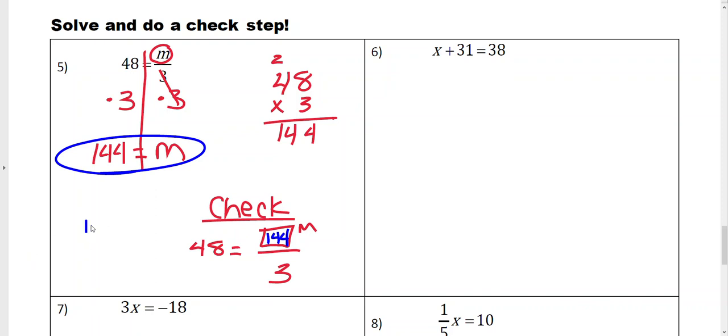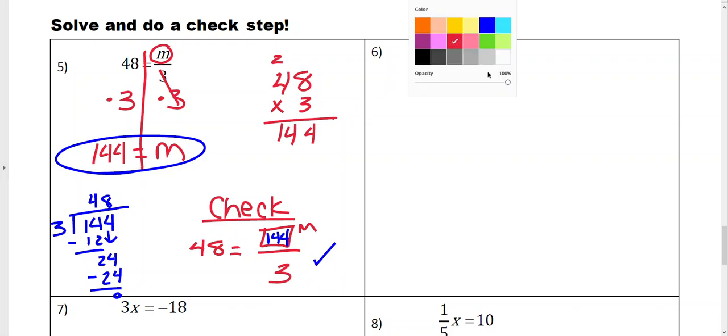And then I'm going to check, okay, well, what is 144 divided by 3? I know 3 goes into 14 4 times, which would be 12. Subtract, I get 2, bring down the 4. 3 goes into 24 8 times, perfectly. So I know that I got it right, because I got 48 here. But 144 would be the answer.